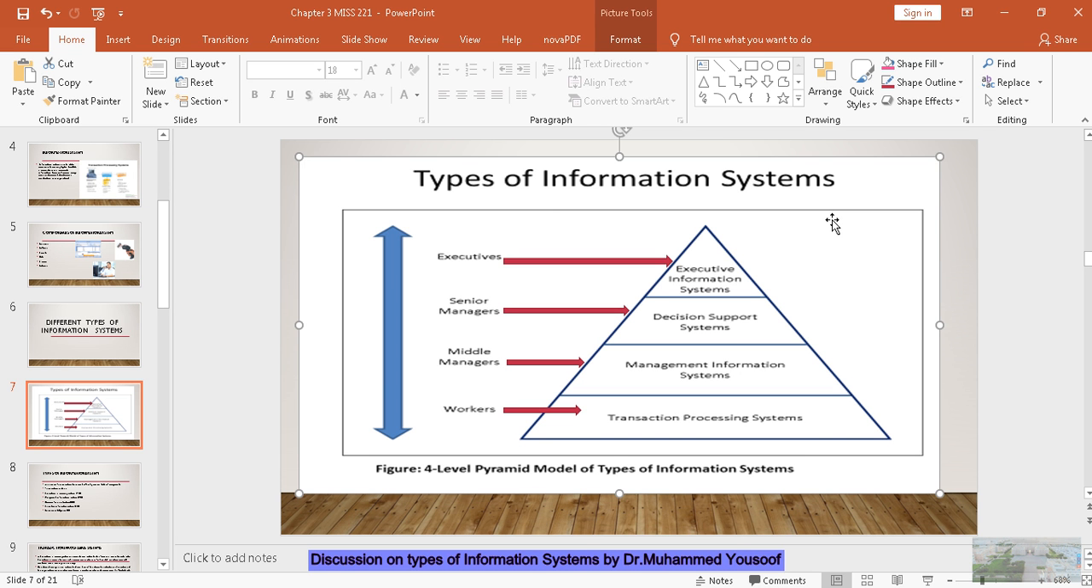Now why is it different? Why do we use different types of information systems for different levels of people?